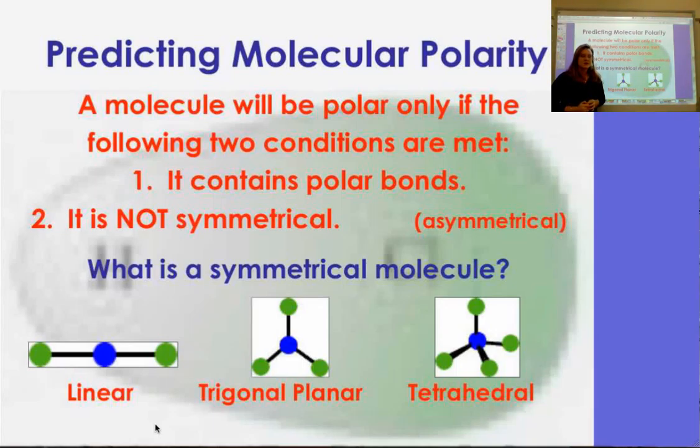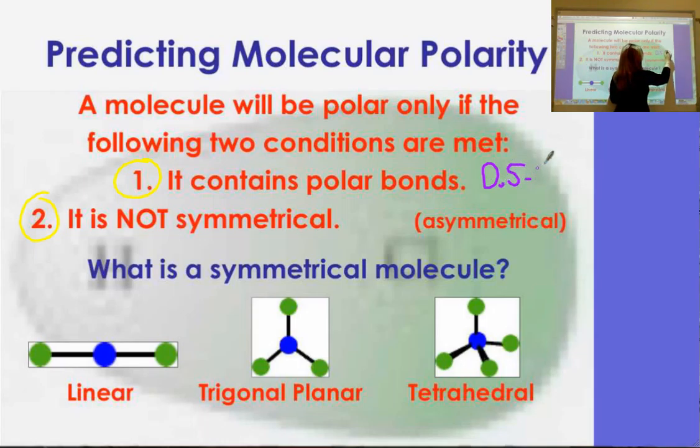This is video 6E. It's all about how to predict if a molecule is going to be polar or not. A molecule will be polar only if these two conditions are met. It must have polar bonds. Thinking back to video A, I believe, polar bonds are between 0.5 and 2.1 on our dipole moment or electronegativity difference scale. It has to have polar bonds, and it has to be asymmetrical. It has to be not symmetrical.